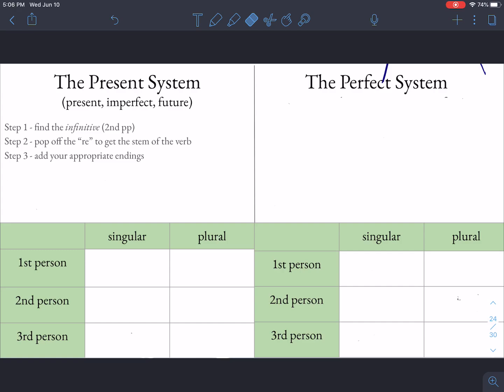So let's do an example here. Let's use amo, amare, amavi, amatum. Now, let's pick a tense randomly. Let's do the future tense.